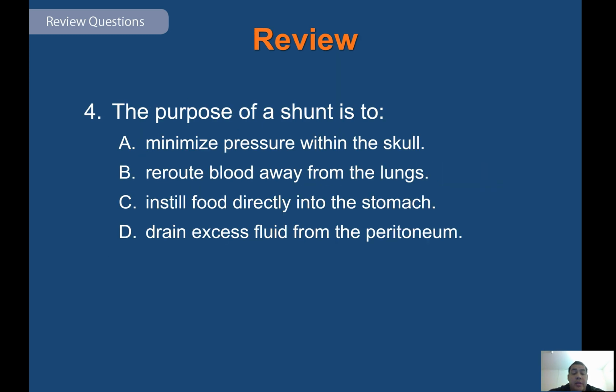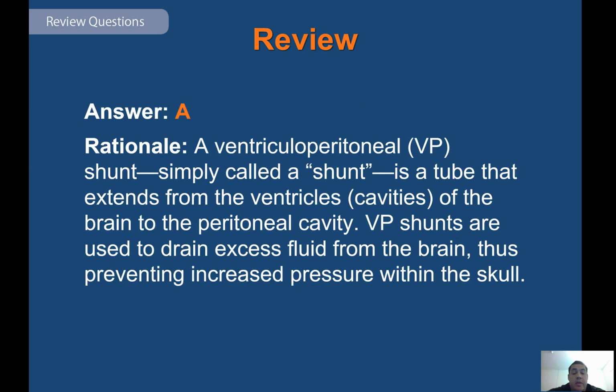Purpose of a shunt is to... VP shunt, simply called. A shunt is a tube that extends from the ventricles, cavities of the brain, to the peritoneal cavity. VP shunts are used to drain excess fluid from the brain, thus preventing increased pressure within the skull.